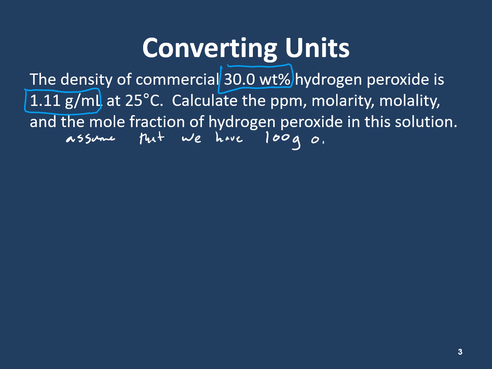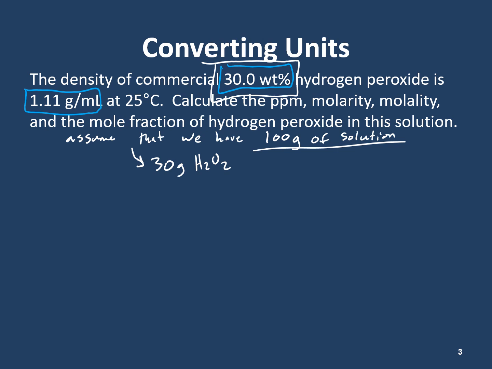100 grams of solution. Now, why did I pick 100 grams of solution? Well, it all has to do with the concentration unit I was given. Since I was given mass percent, which is out of 100 grams, or out of 100, a percentage is always based out of 100. This tells me that if I assume 100 grams of solution, I have 30 grams of hydrogen peroxide, or H2O2. Which is very useful if I want to change to other units, right? And this is where I would always start.